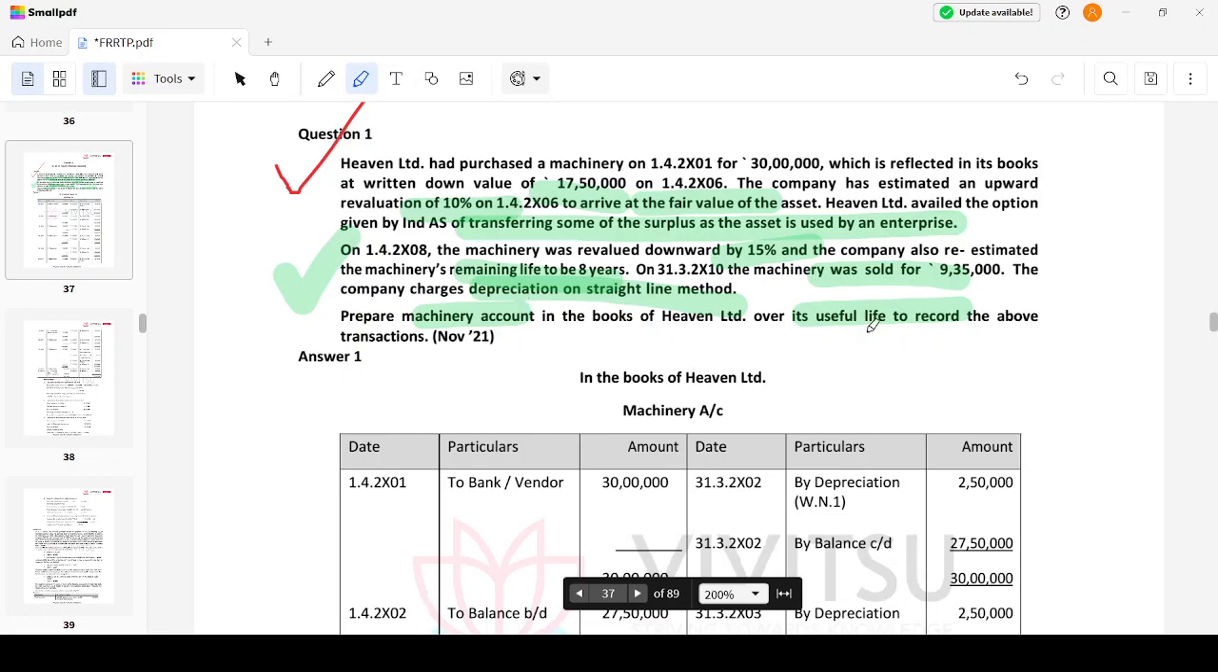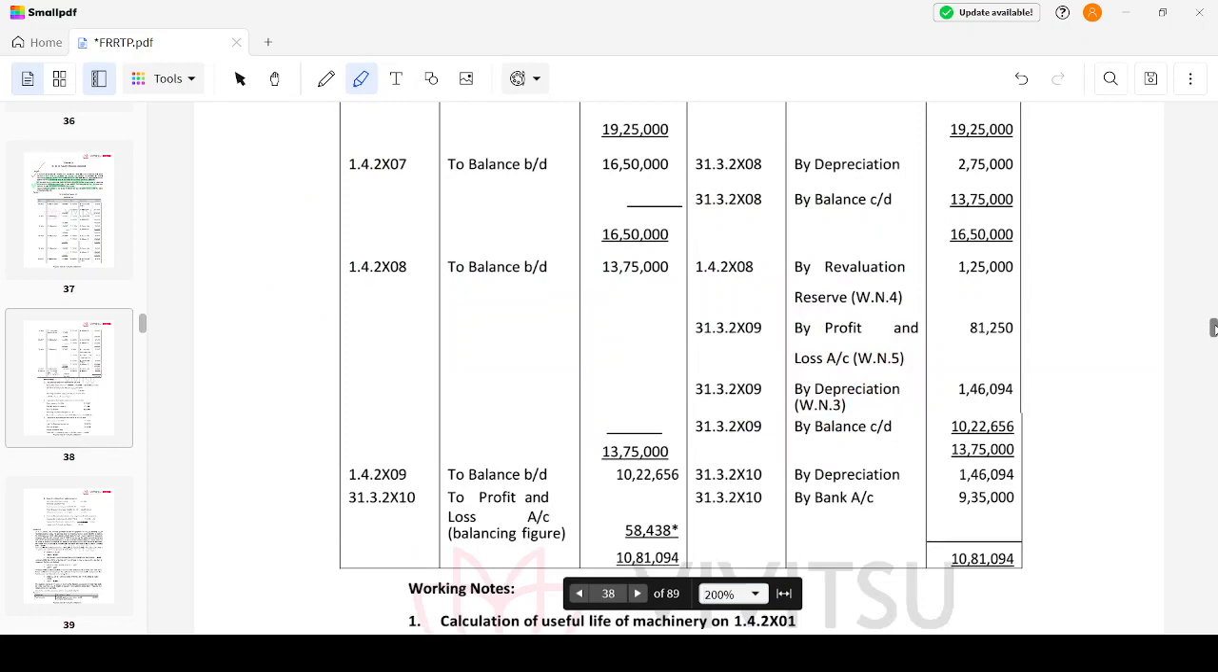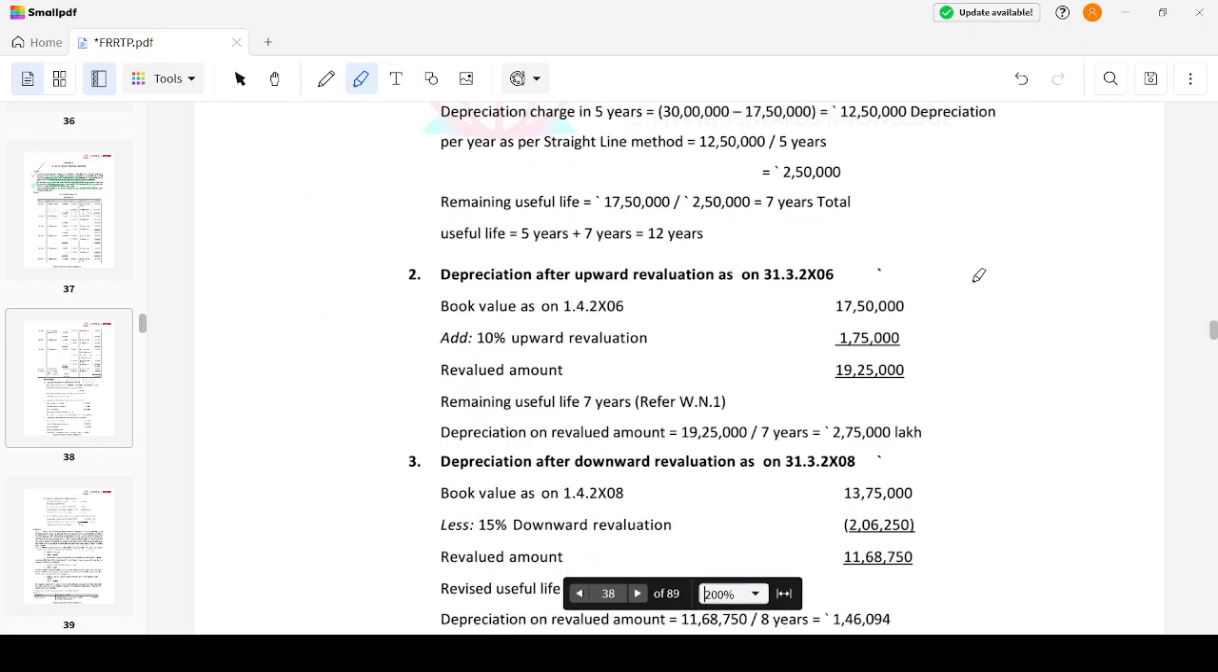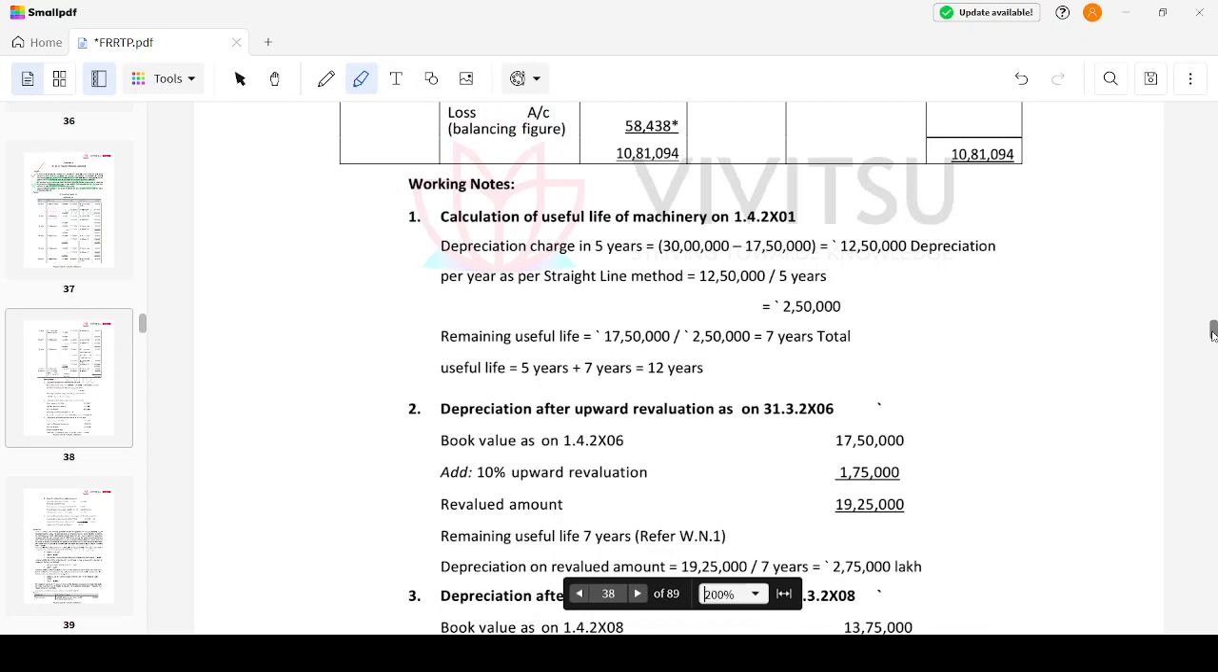No, it seems simple. I will go only with the working notes. The account you can prepare, right? So the first working note will be, just give me a minute.